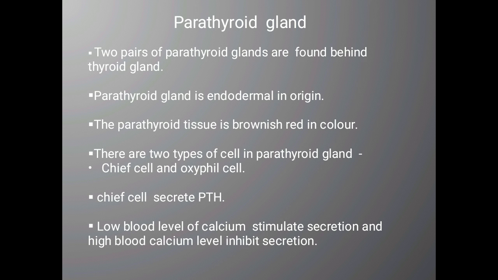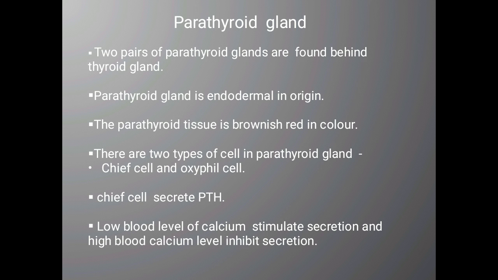Parathyroid gland. Now we can discuss the parathyroid gland. There are two pairs of parathyroid glands found behind the thyroid gland, partially embedded in the posterior surface of the lateral lobes of the thyroid gland. They are several small rounded masses of tissue called parathyroid glands. One superior and one inferior parathyroid gland are attached to each thyroid lobe, for a total of 4. Means there are two pairs of parathyroid glands.